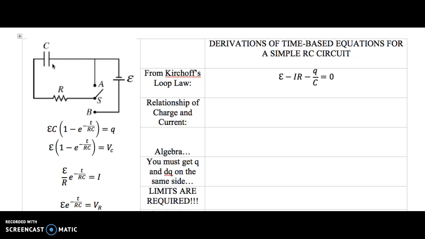Technically, this takes an infinite amount of time for the capacitor to charge completely and for the current to stop completely. But a lot of the time, if you just say a very long time later, we'll assume you're talking about infinity.